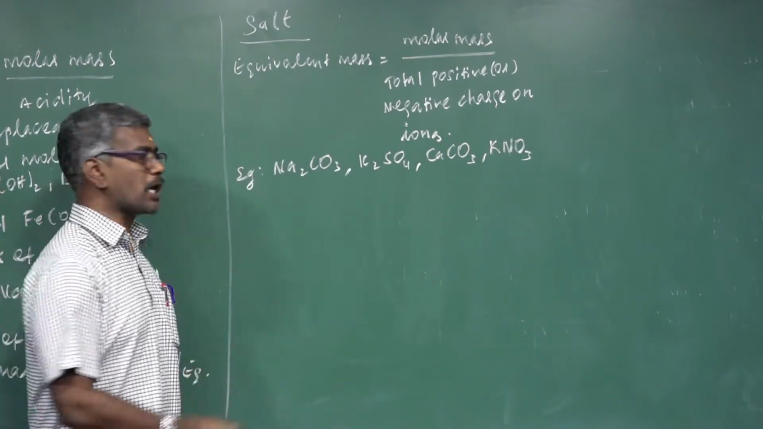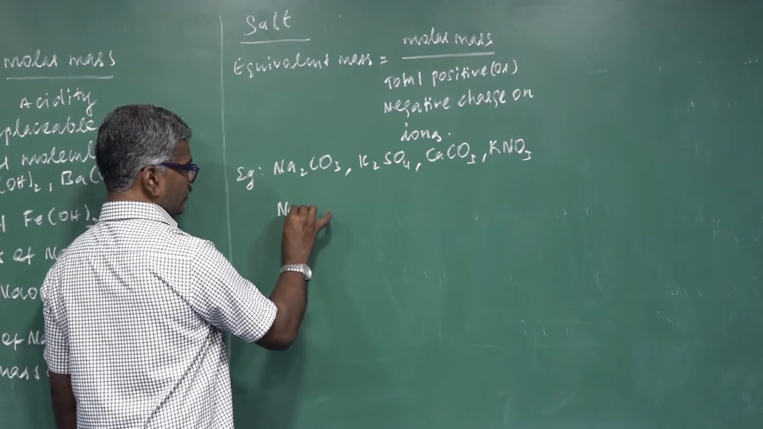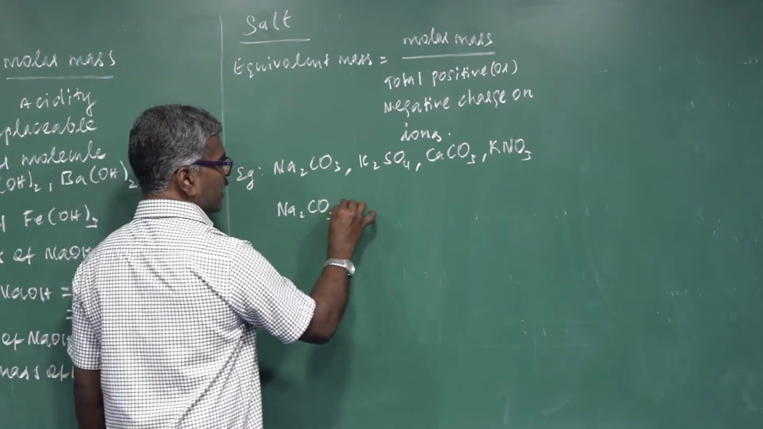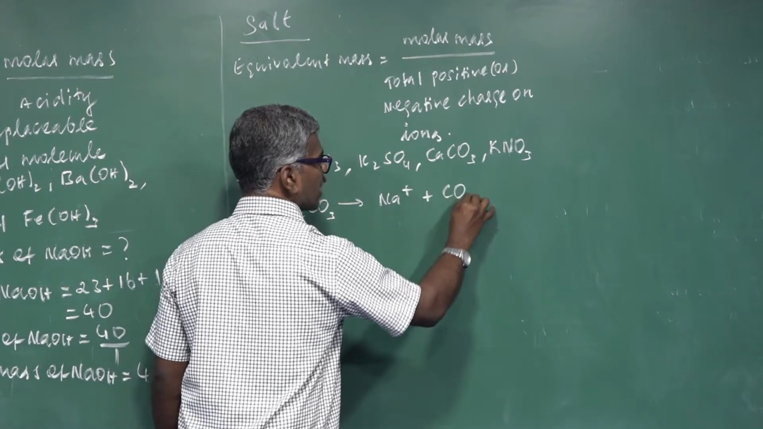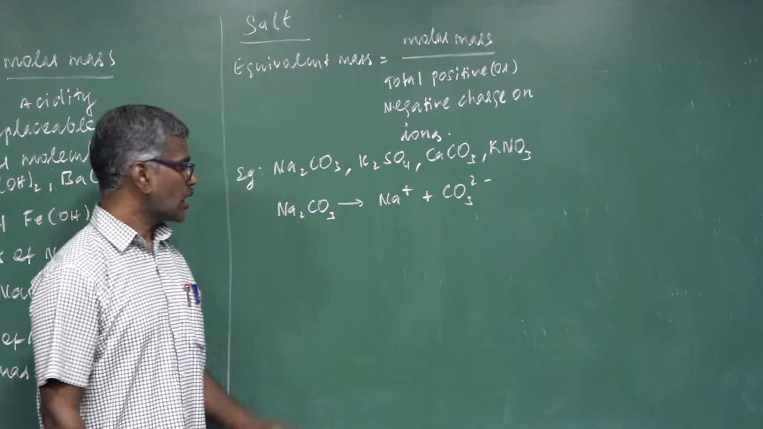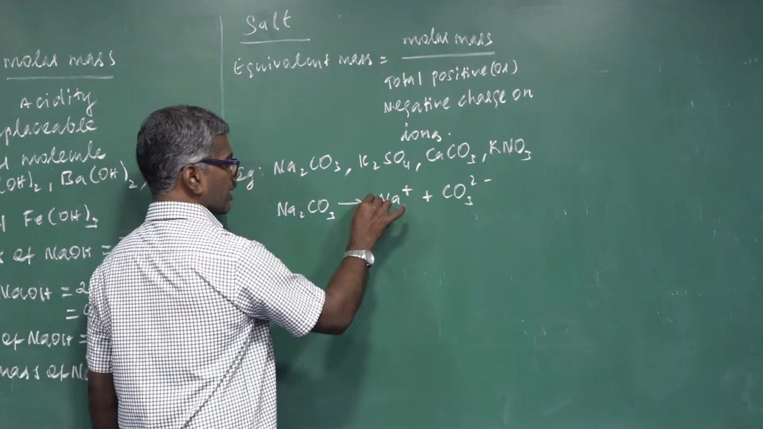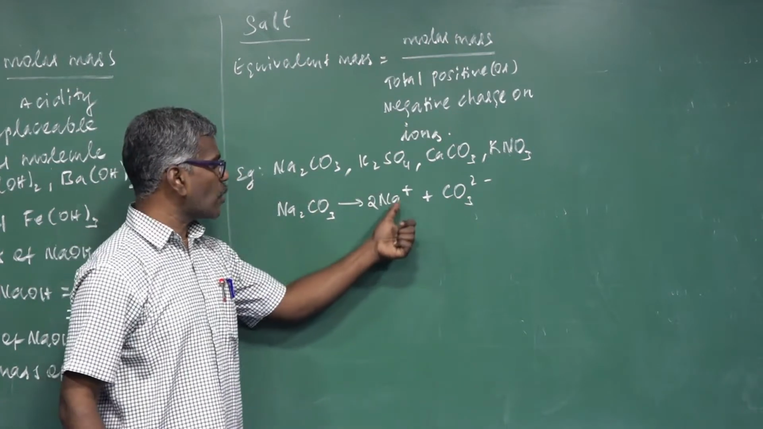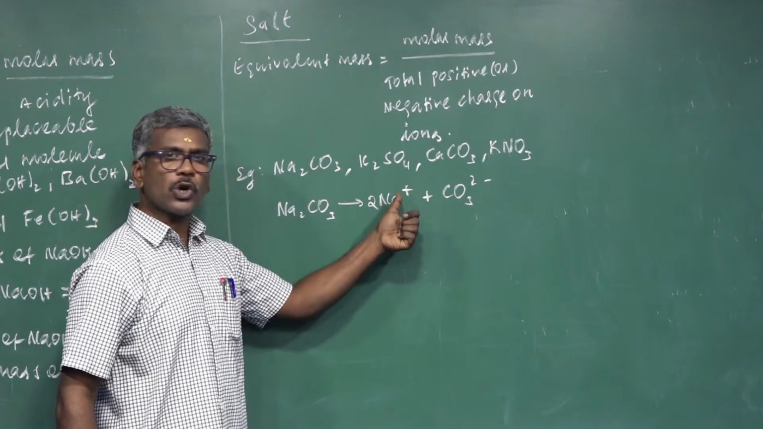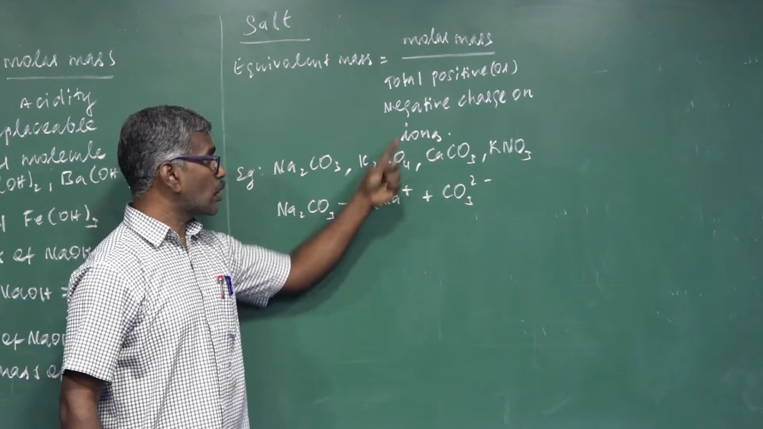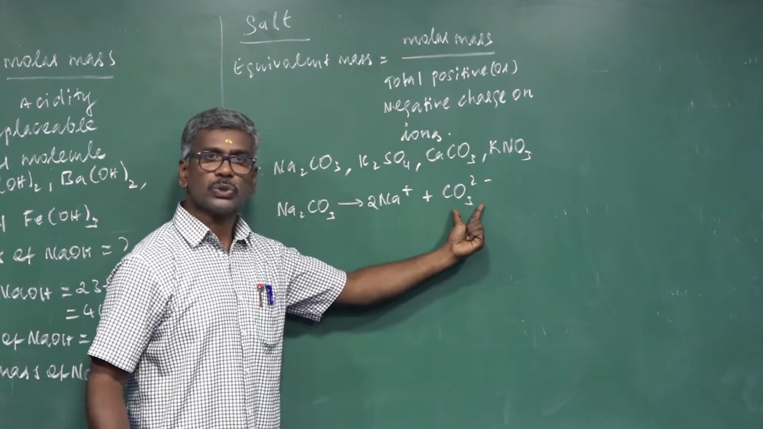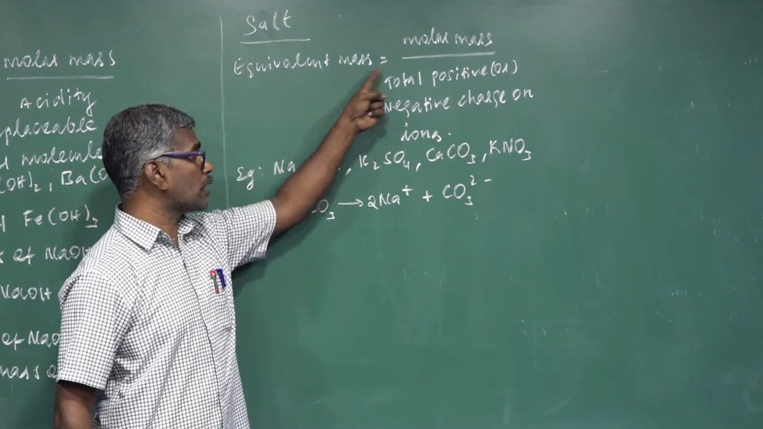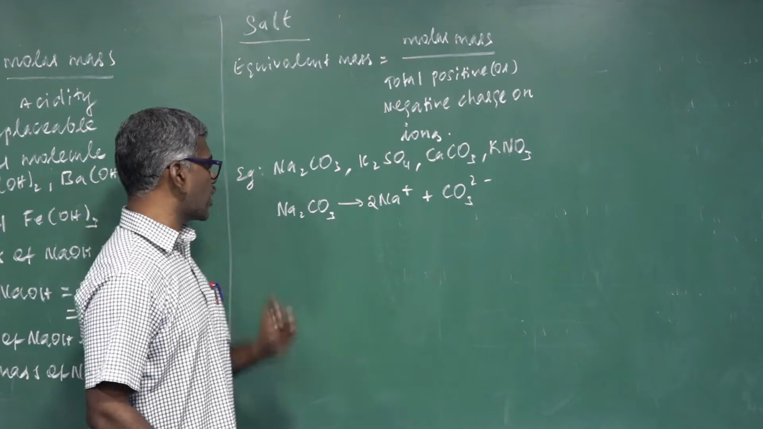First one, sodium carbonate. Sodium carbonate is split into Na plus and CO3 2 minus. There are 2 sodium ions, sodium valency 1, so total positive charge is 2 and total negative charge is 2. First find the molar mass of sodium carbonate.